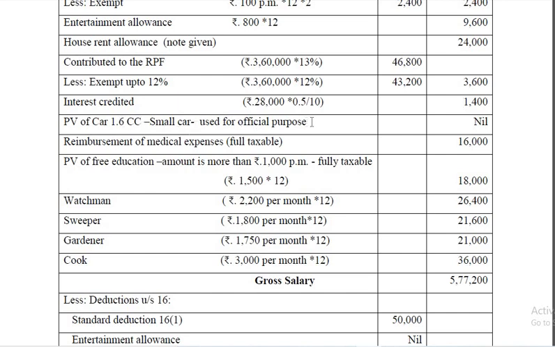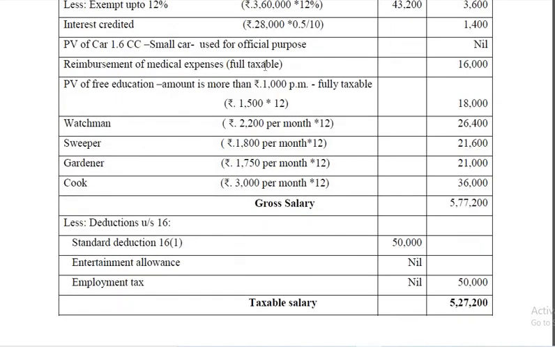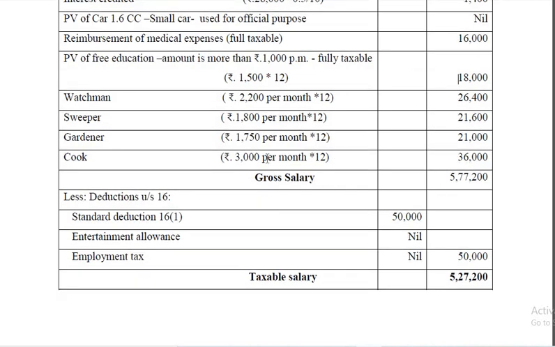Perquisite value of car 1.66. Small car used for official purpose. Since it is used for official purpose, nothing is taxable. Value is nil. Reimbursement of medical expenses is fully taxable, 16,000. Perquisite value of free education, the amount is more than 1,000 per month, fully taxable. Watchman, sweeper, gardener, cook: the remuneration paid to all these domestic servants is fully taxable. As a result, the gross salary will be 5,77,200 rupees.